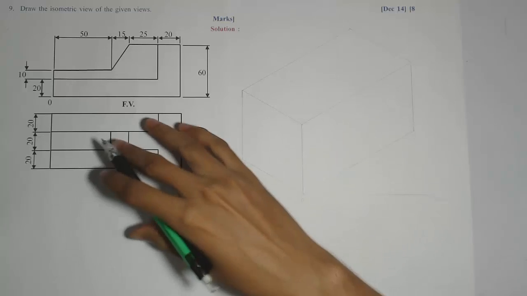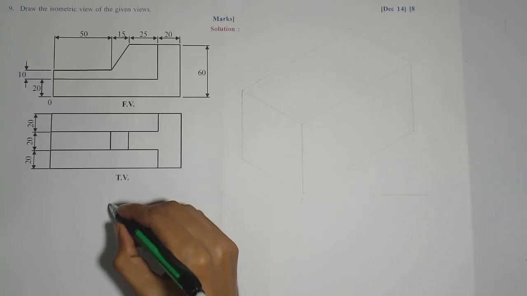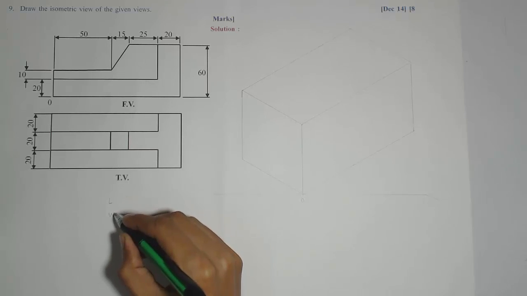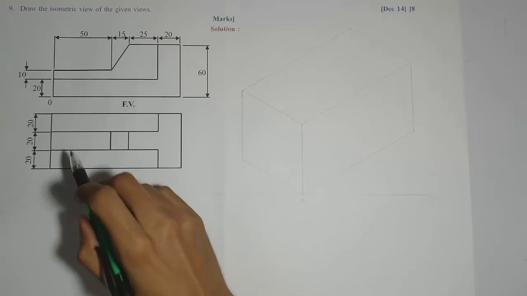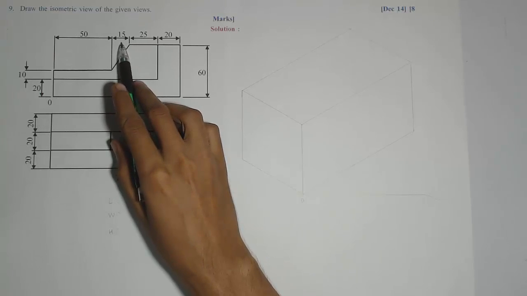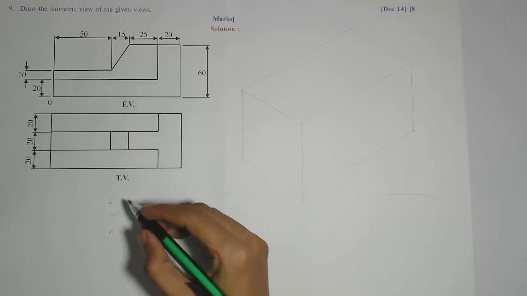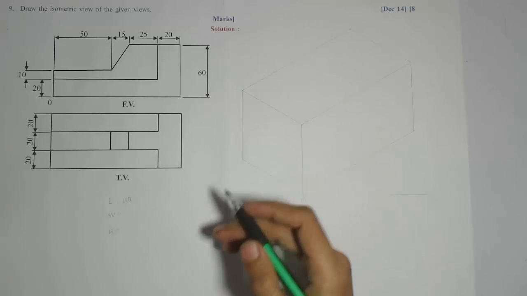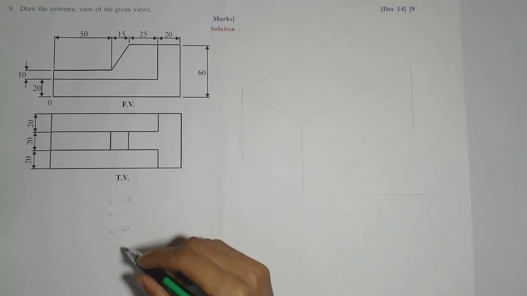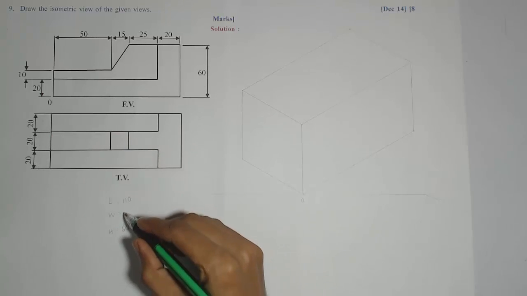Again, starting with first making the box. For that I need to first calculate the entire length, width and height. The length here is 50 plus 15, 65, plus 25 will give me 90, plus 20, that is 110. Then height is directly given, 60, and width here is again 20, 20, 20, that is 60.